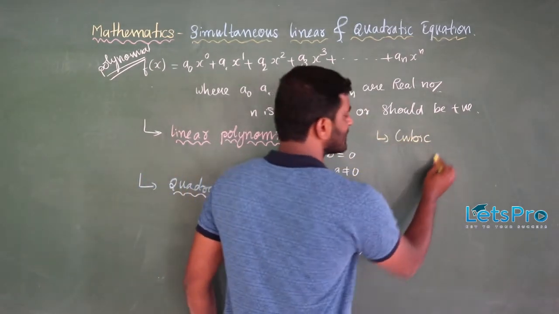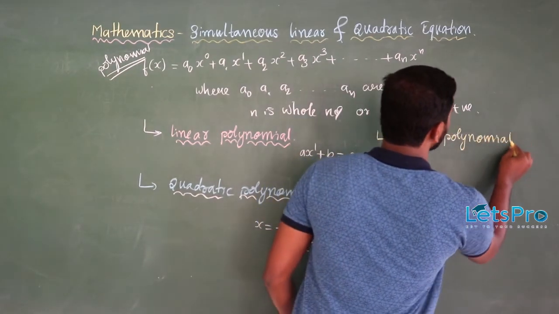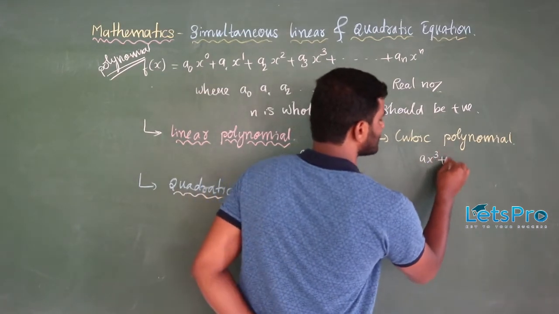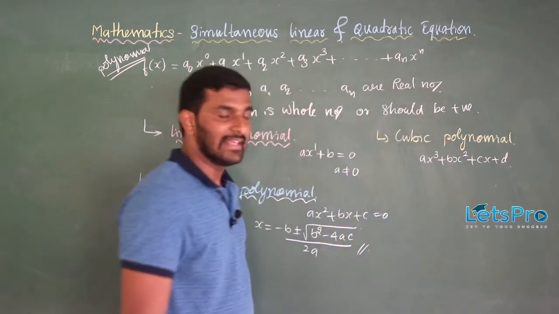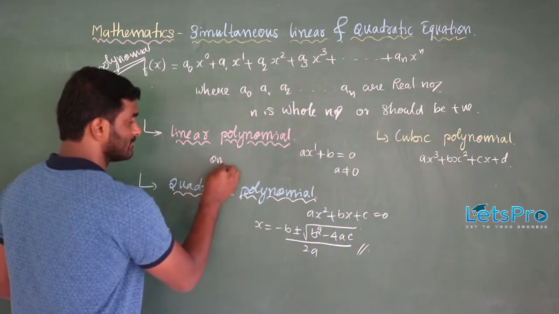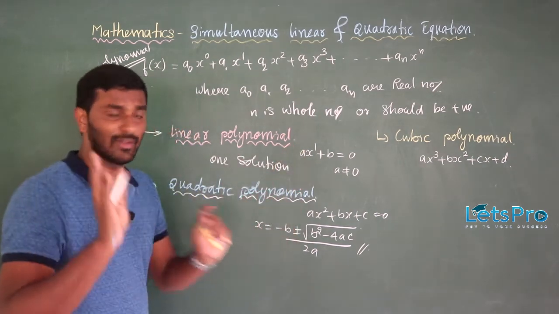The next one is the cubic equation, or cubic polynomial. So what is a cubic polynomial? The standard form is ax cube plus bx square plus cx plus d is equal to 0. In the linear case, if the highest degree is 1, we are getting only one solution.